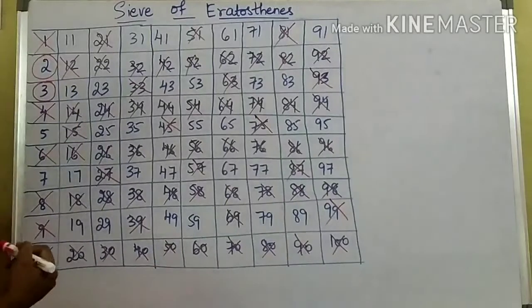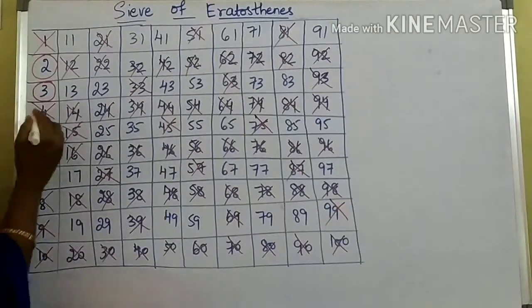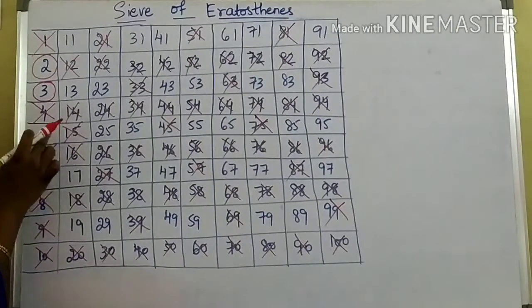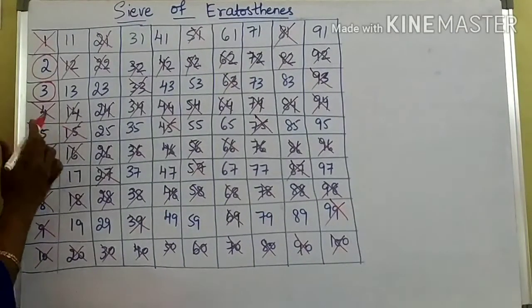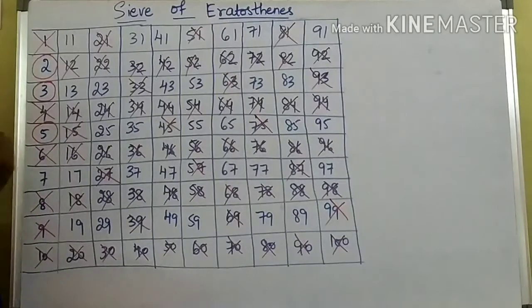So here I crossed out all the multiples of 3. Coming to the next, 4, already crossed out. So the next prime number is what? 5. So encircle this 5 and cross out all the other multiples of 5.